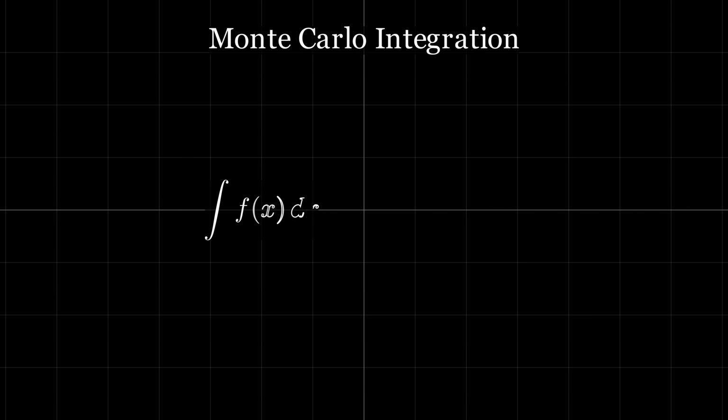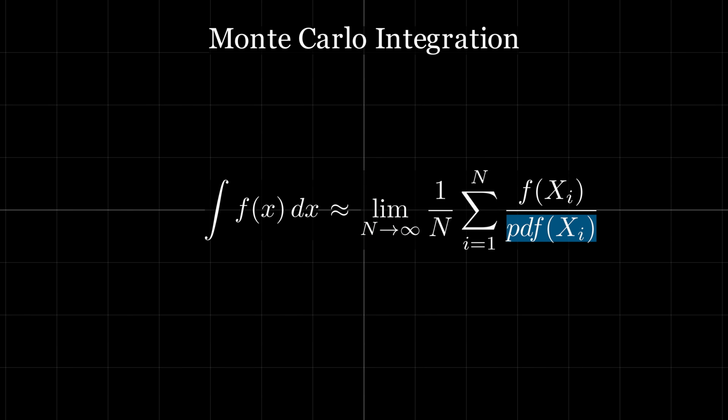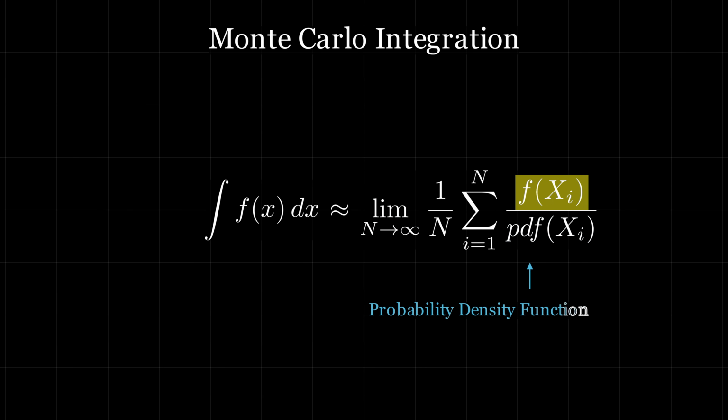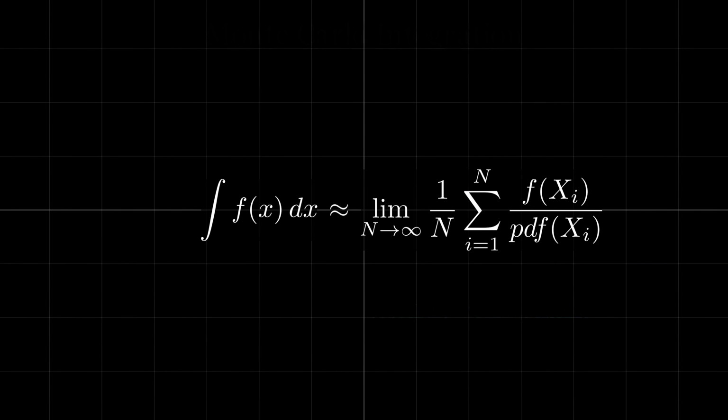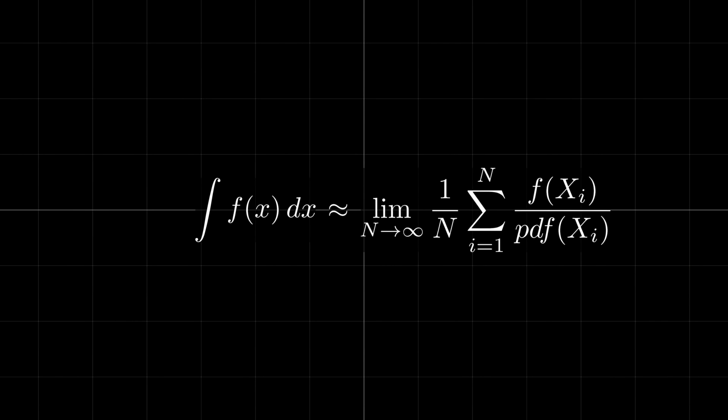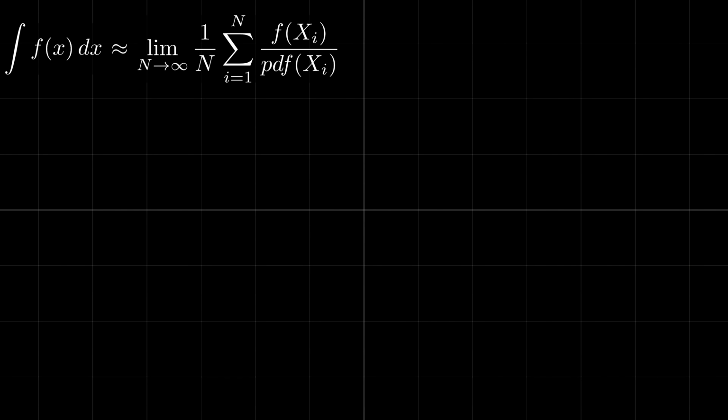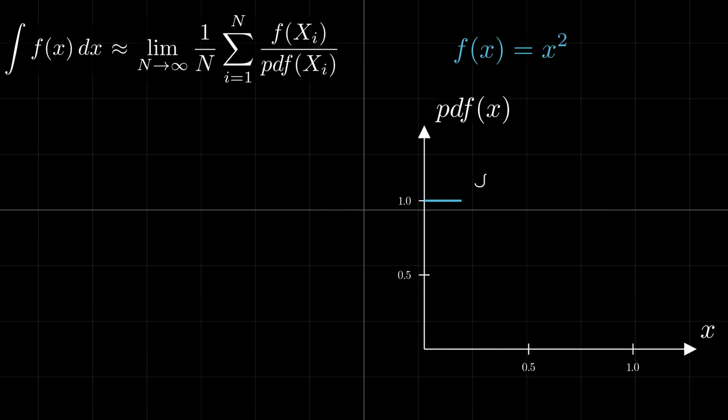An integral can be approximated by taking infinitely many random samples from a probability density function, inserting those samples into our function f, dividing by the PDF of that specific guess, and then averaging the results. Since that was a lot of abstract math jargon, let's ground this more concretely. We define the PDF as a uniform distribution.